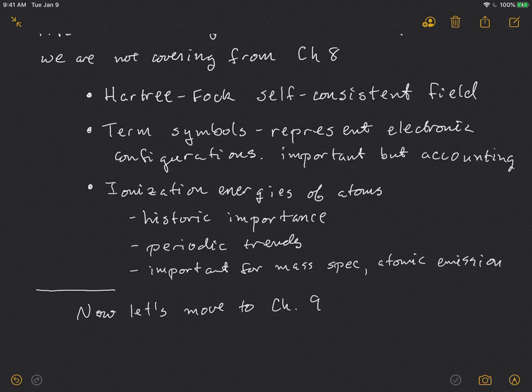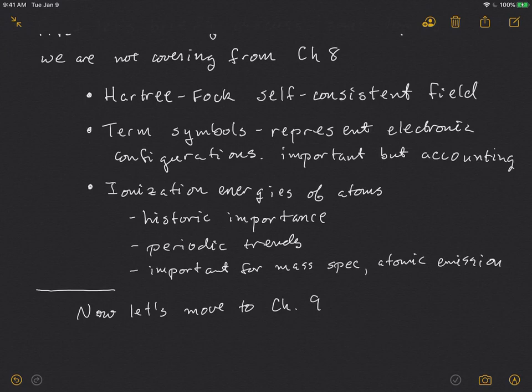Of course, ionization energies of atoms are important for a variety of methods that involve ions, particularly ions in vacuum, and those would be things like mass spec, atomic absorption and emission spectroscopy, and so on. That said, I don't have a lot to really say about ionization energies, and so we're going to leave that to perhaps other courses where these concepts are more front and center.